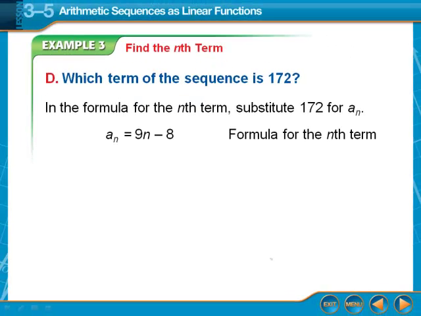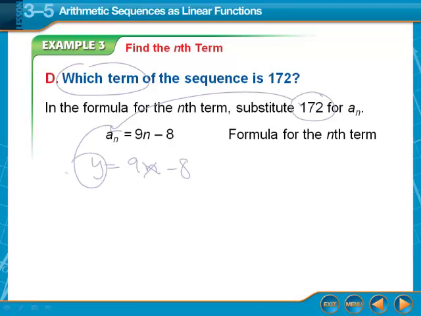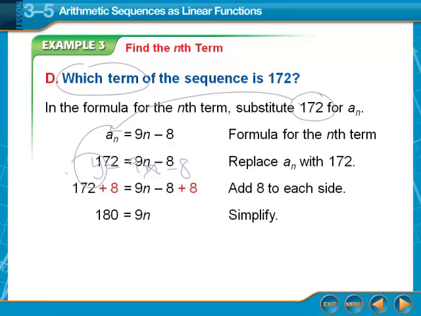Looking at the formula, what term are we on if our a sub n or our term value is 172? Which term is this? Where does the substitution go? The 172 goes with a sub n, y equals 9n minus 8. X there, we can put it here also. Again, understanding what's the input, what's the output, putting the numbers in the right place at the right time, and solving the equations.